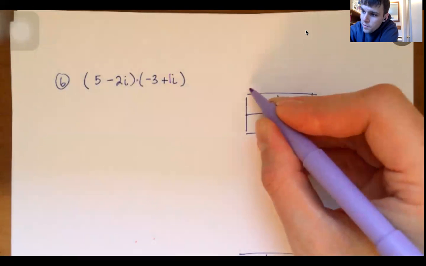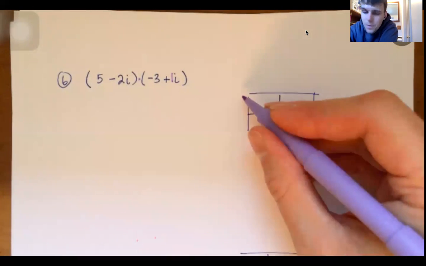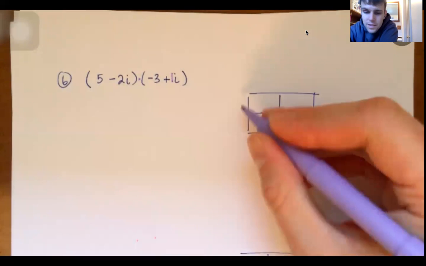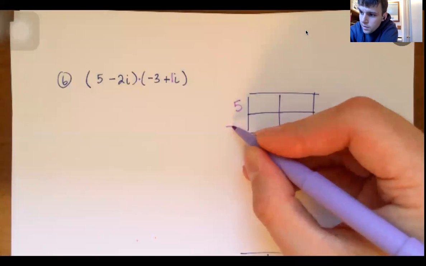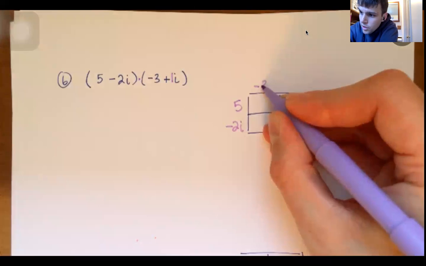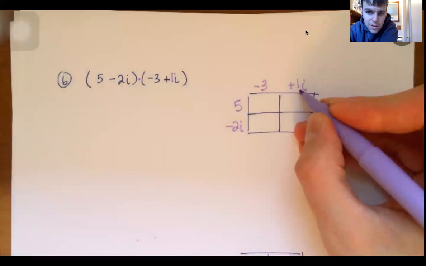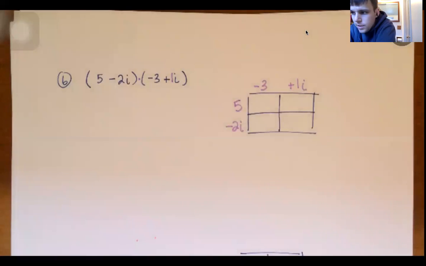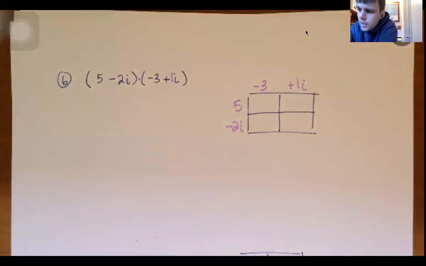So I'm going to put one of my complex numbers on the top, one on the side. I really just need them on 2 sides. Some people put it on the bottom on the side. Doesn't really matter. So I'm going to do 5 minus 2i. I'm going to do negative 3 plus 1i. Again, I don't need this coefficient, but it doesn't hurt to have it there. It's particularly useful if it's negative. Keeps people honest.